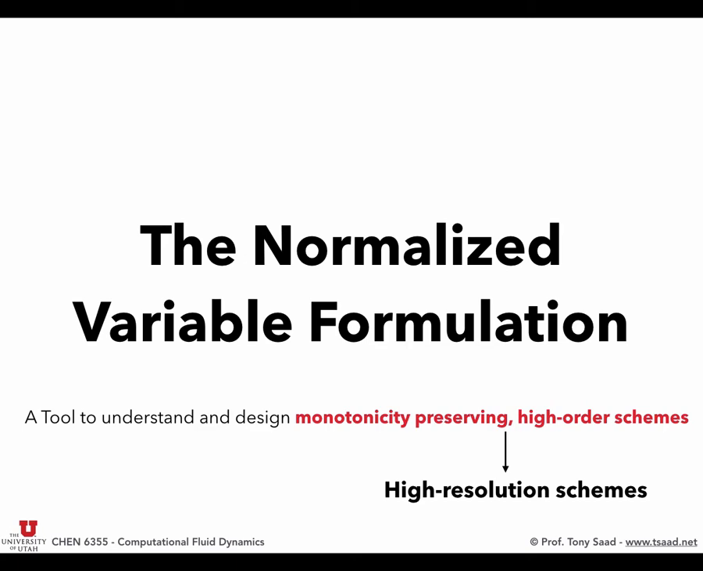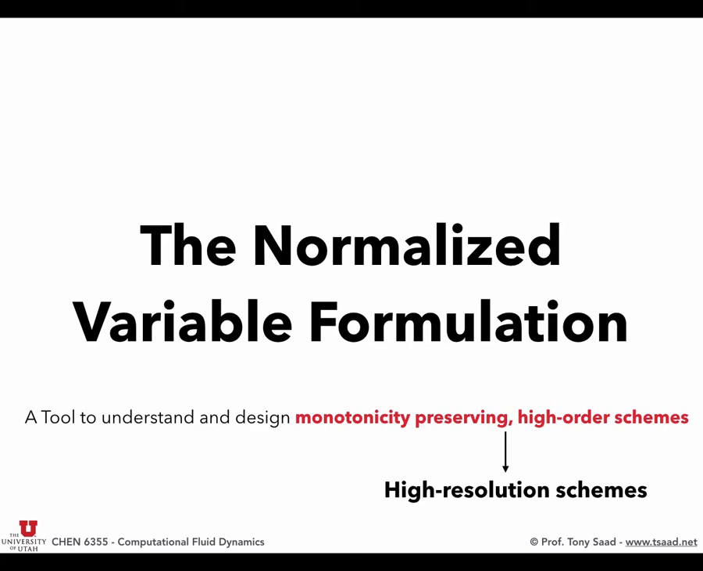So we said we need a way to measure monotonicity. We can say that if the value of phi is between phi upwind and phi downwind, but we want a way to say that if some value of phi face is between 0 and 1, then we are monotonic. Otherwise, it's not monotonic. That's what we want. So we want to normalize things by the upwind and downwind values.